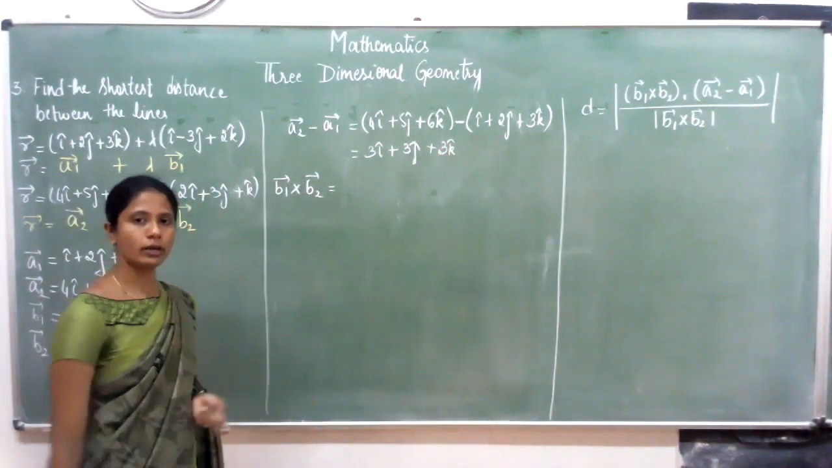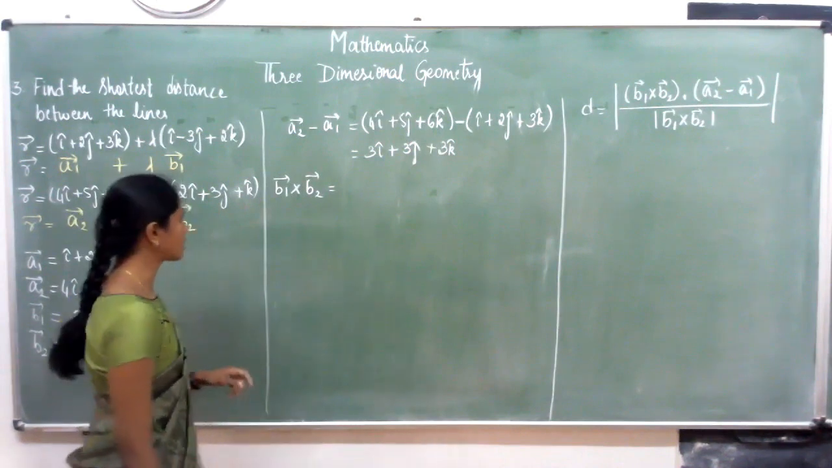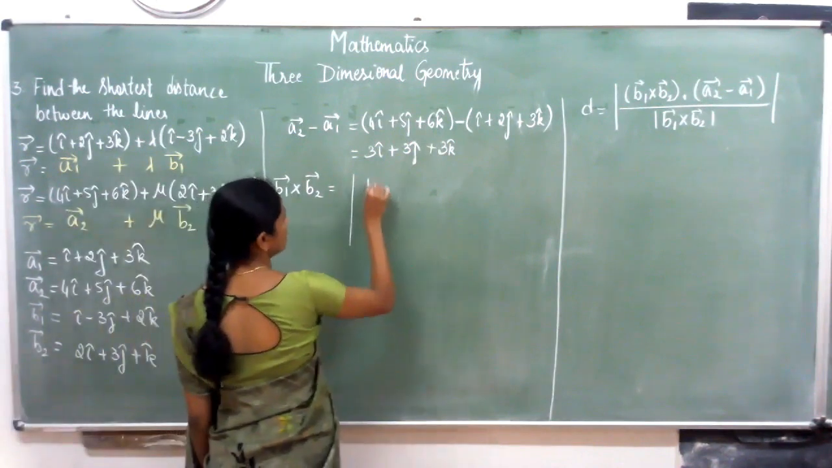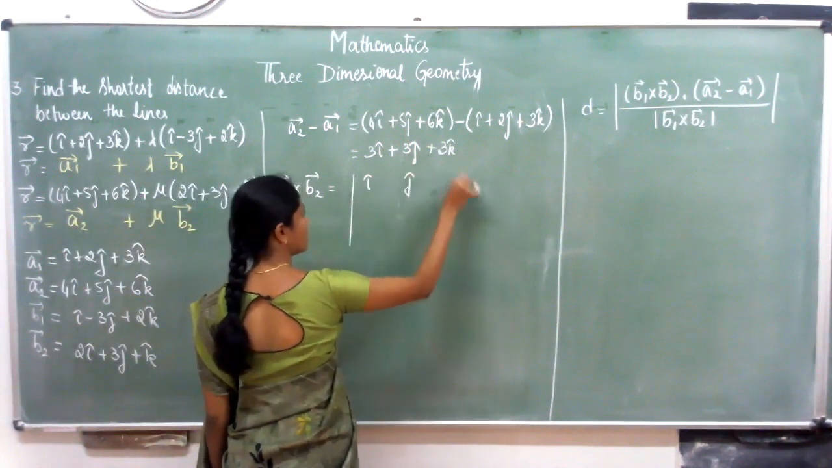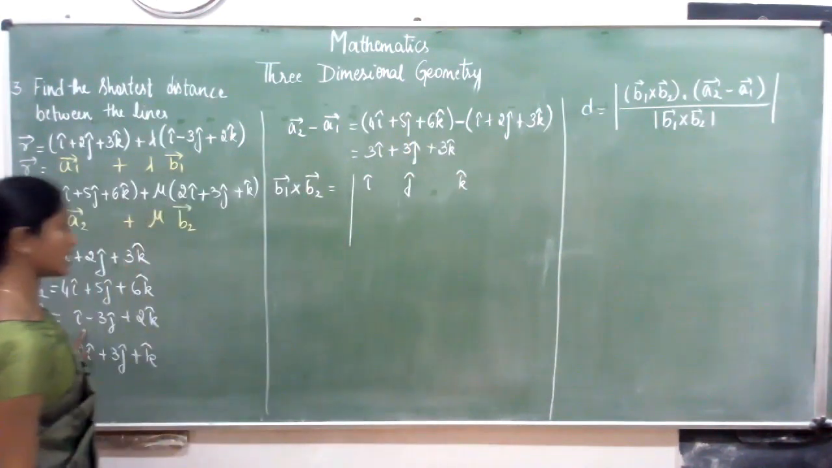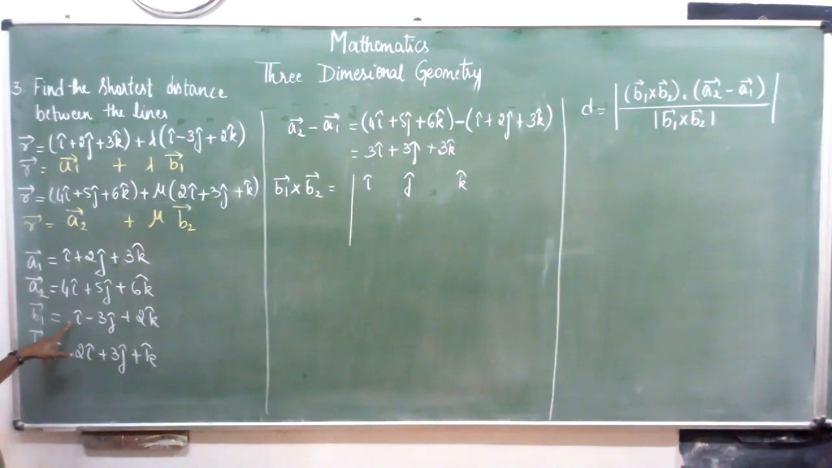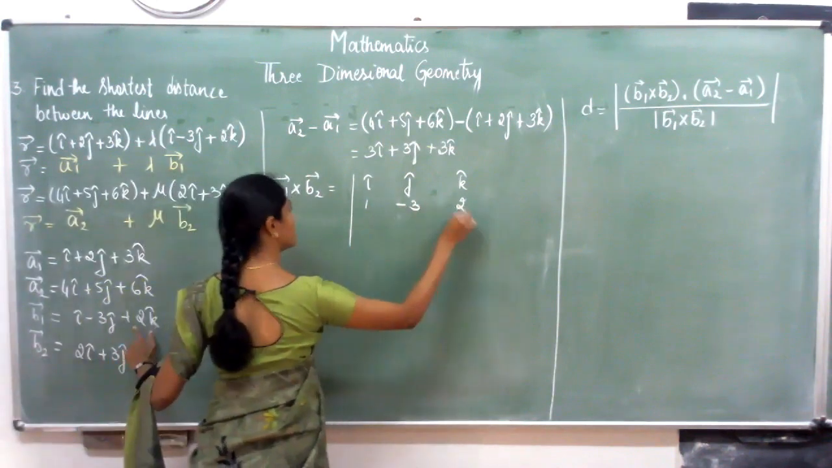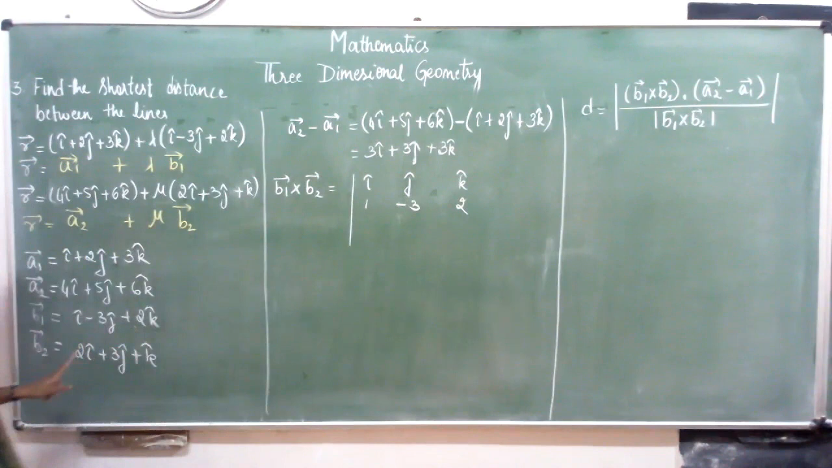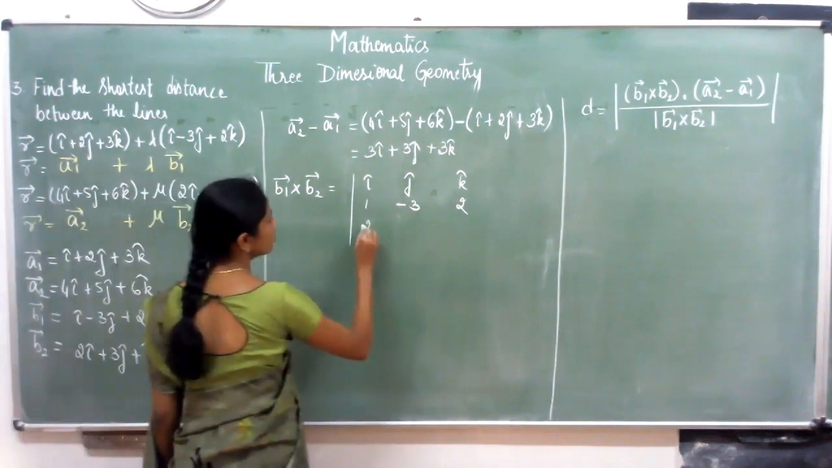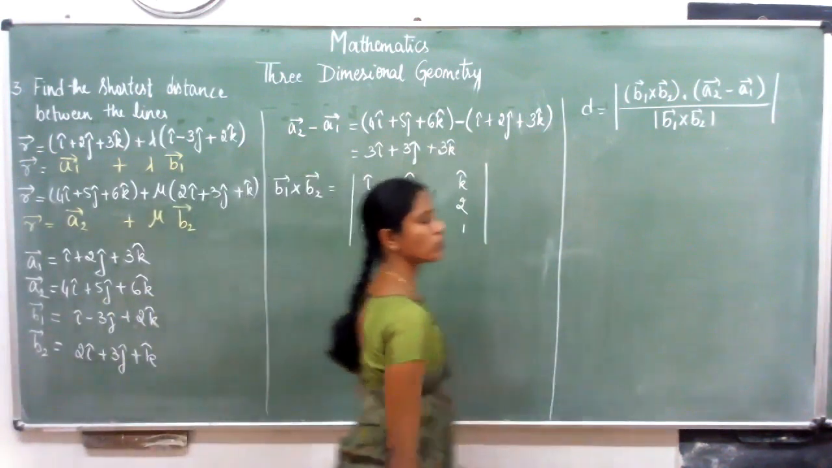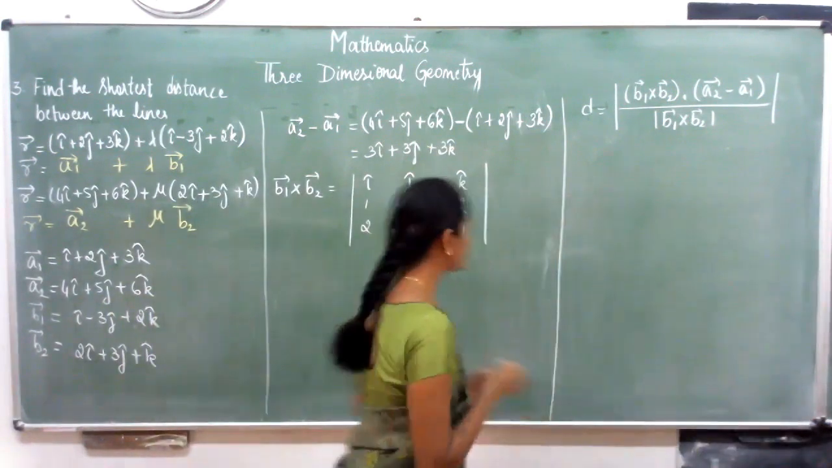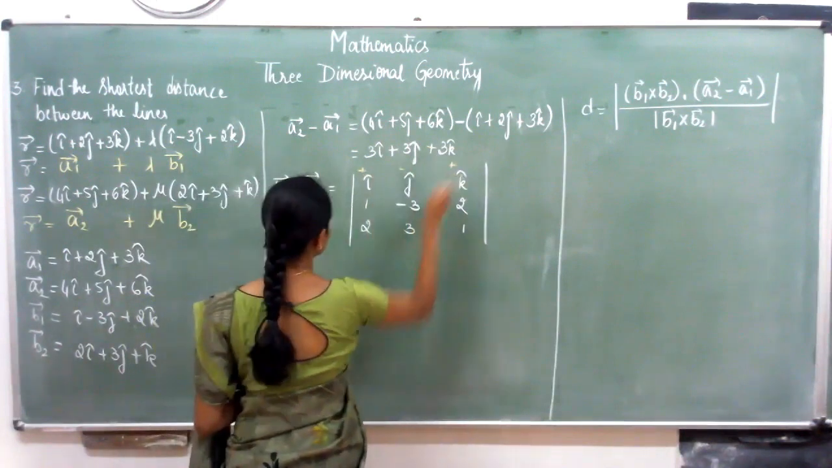Okay, next let us find what is vector V1 cross vector V2. So determinant of i, j, k. In the first, second row it is the scalar components of vector V1, which is 1, minus 3 and 2, and next the scalar components of the vector V2, which is 2, 3 and 1. So what you should do? First you should write plus, minus, plus.